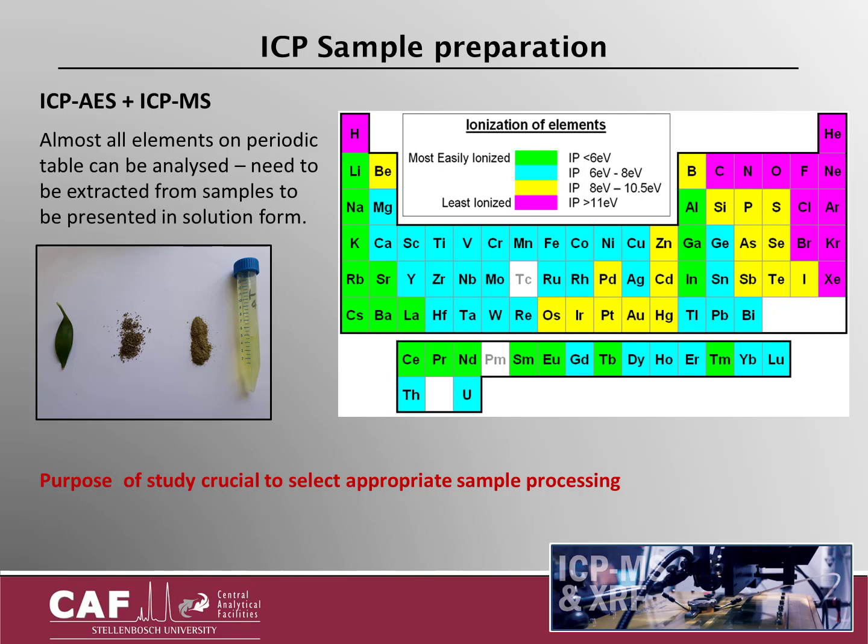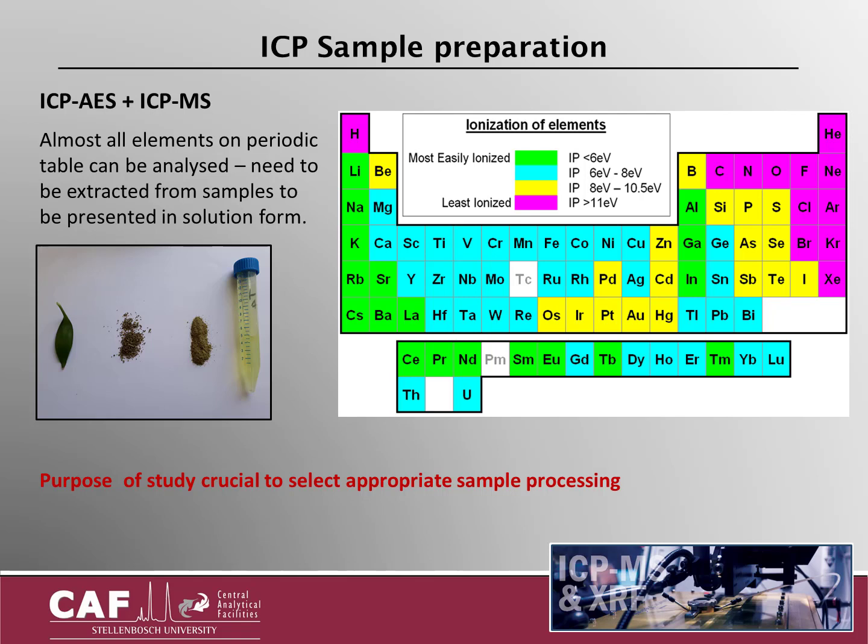So let's look at sample preparation for ICP analysis. So what can be measured by ICP? Almost all of the elements on the periodic table can be analyzed, but they need to be extracted from samples and be presented in a solution form. So if you take a leaf sample, it first needs to be milled and powdered and then microwave digested to present it into a solution form for analysis.